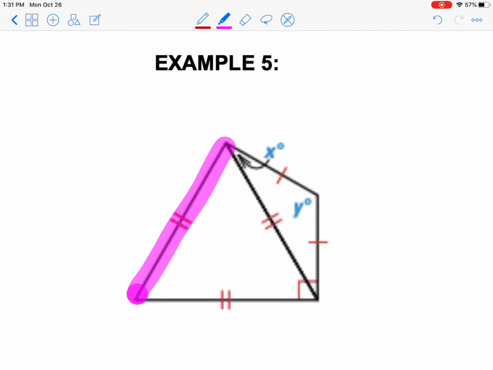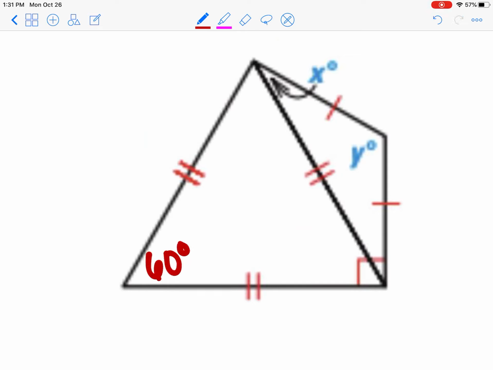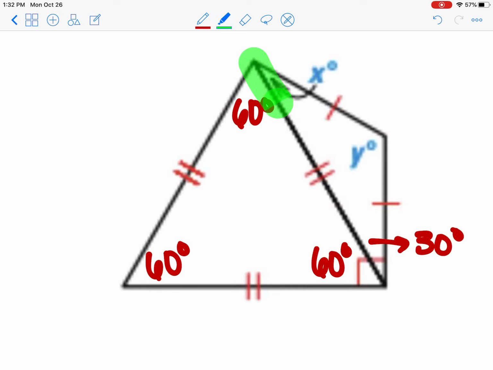Last example. I see that in this triangle here that I'm highlighting, it's equilateral, and if it's equilateral, all sides are the same and all angles are the same. And if we take that 180 and split it equally 3 ways, we know that all angles are 60 degrees. I see a right angle symbol here, so 60 plus what gives me 90 would be 30 degrees.